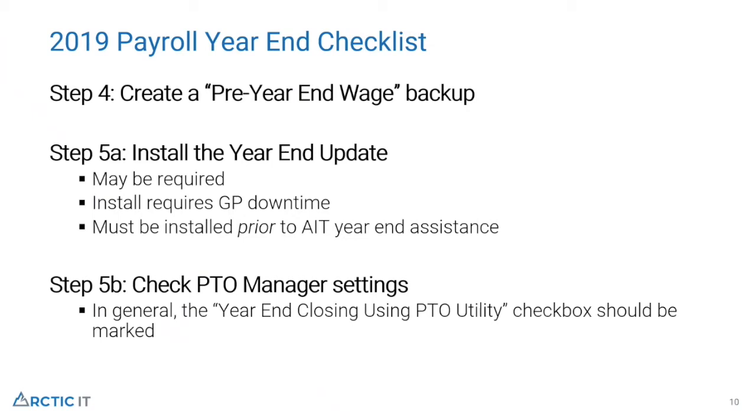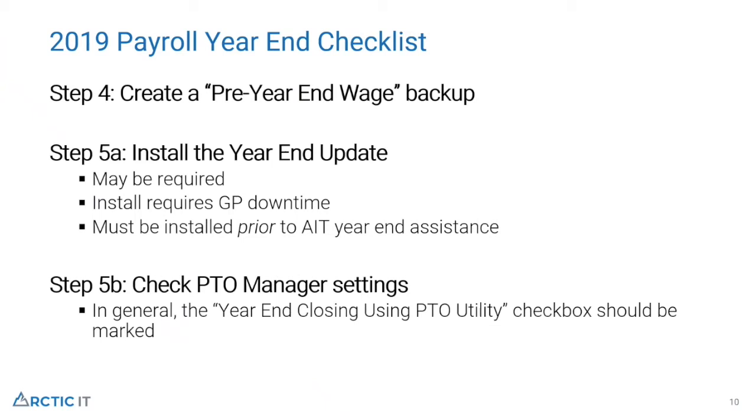Step 5B is going to be to check your PTO manager settings. So a number of our clients use PTO manager to handle their accruals for vacation and sick time and PTO. And with that product, you have the option to close your PTO year separately than your payroll year. And this is by far what most of our clients do. So you're going to want to verify that the year-end closing using PTO utility checkbox is marked so that when you process your year-end and payroll, it doesn't automatically close the PTO year as well.